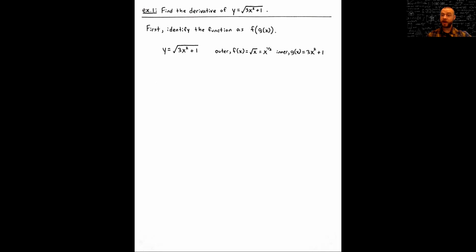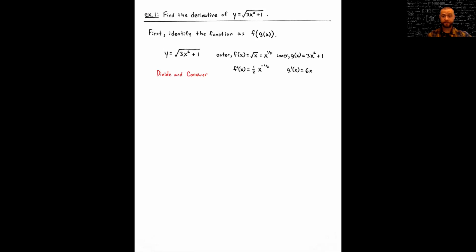Okay, so we just have to apply the basic power rule here. So f prime should come out to 1/2 times x to the negative 1/2 power, applying the power rule. Bring your power 1/2 down, and then you get x now to 1 power less, 1/2 minus 1 gives negative 1/2. All right, and if you differentiate g of x, you should get g prime as 6x.